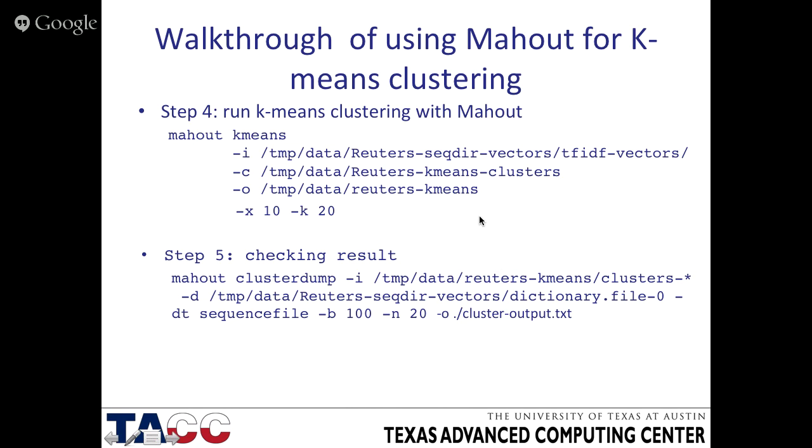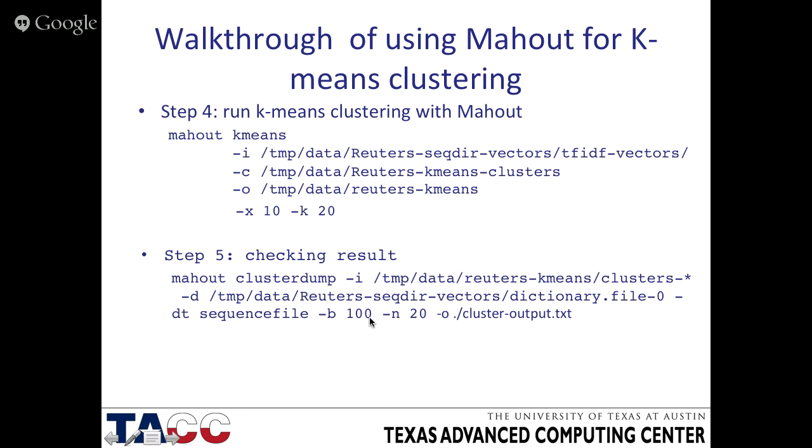After you run the analysis for the clustering result or any other clustering method, you can use cluster dump. The result will be stored at this output directory, but it's in the sequence format, which is a binary file. You can use cluster dump to dump that sequence file result into a readable text file, so you can see the cluster centers and the top frequency terms in those clusters.